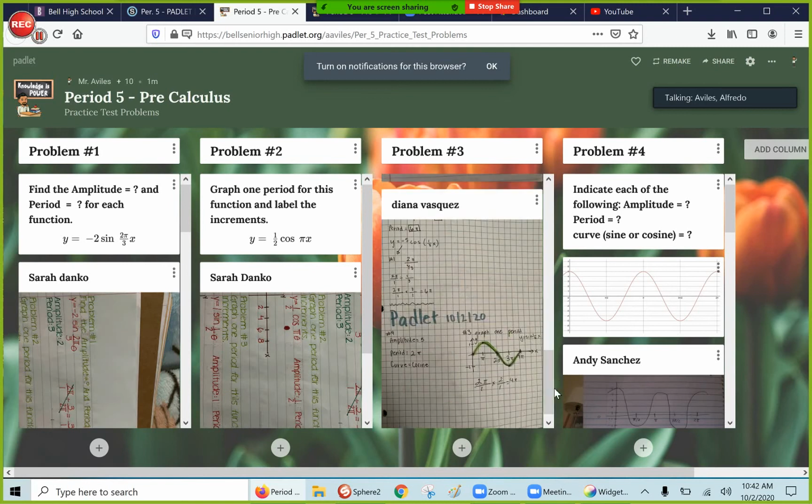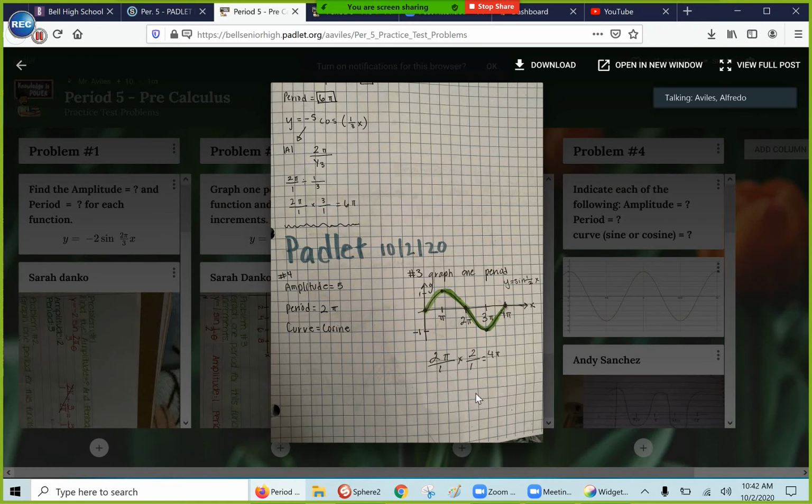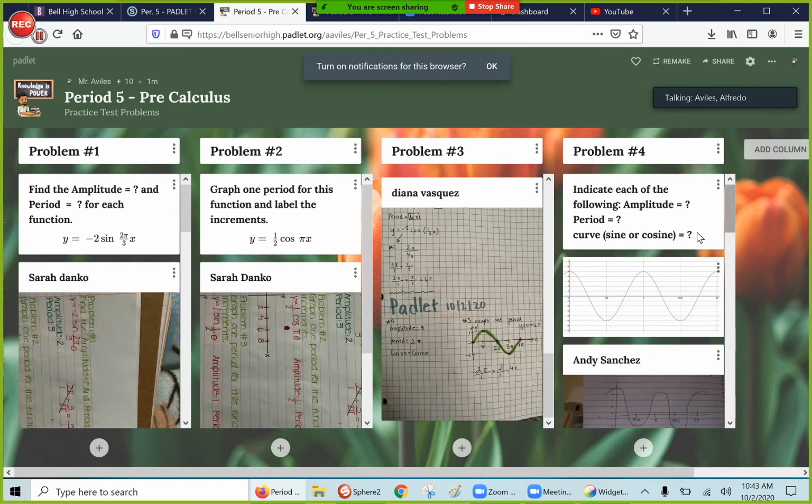Let's see anybody else. Oh, here we go. This one, Diana Vasquez, looks solid. Let's see. Is everything right for this one, Mr. Campos? This number 3. And then they broke down half of 4 is 2. That's the halfway mark. Half of 2 is 1. 1 pi, 2 pi, 3 pi, 4 pi. This one's correct, 100%.